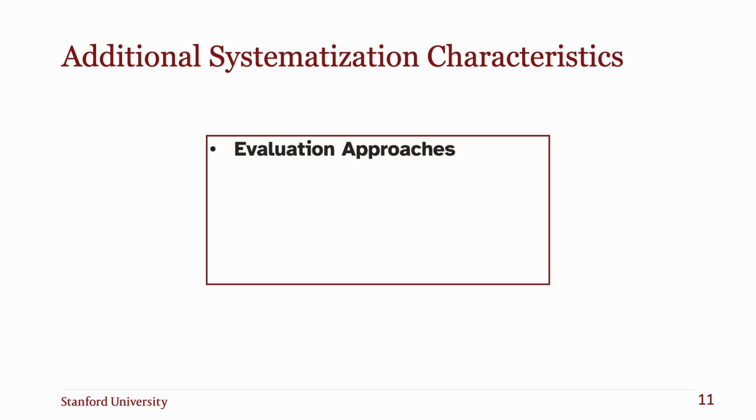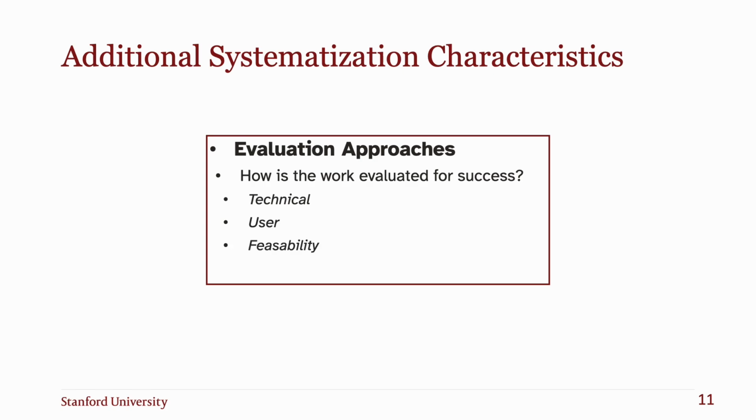We also characterize the work's evaluation approaches. In essence, how did the work evaluate for success? This included technical, where the work demonstrated a quantifiable increase in privacy; user, where the work was evaluated for user factors such as acceptance, usability, or comfort; feasibility, where the work evaluated the feasibility of the proposed mitigation, such as with a prototype, research artifact, or operational system; and system, where the work evaluated a system incorporating the mitigation and its impact on performance and privacy-preserving ability, rather than solely the mitigation in a vacuum.